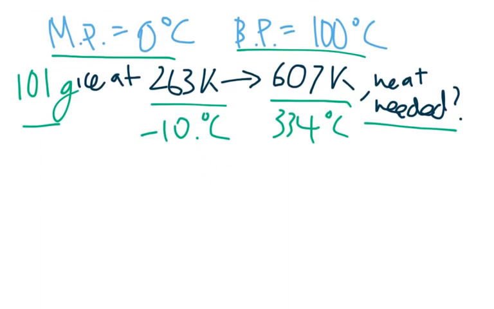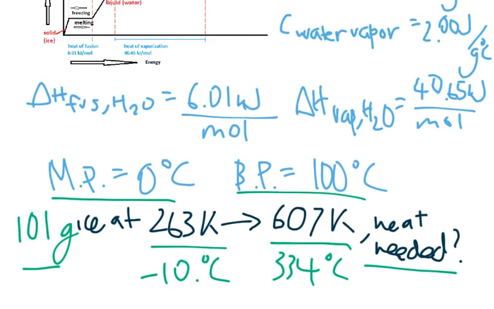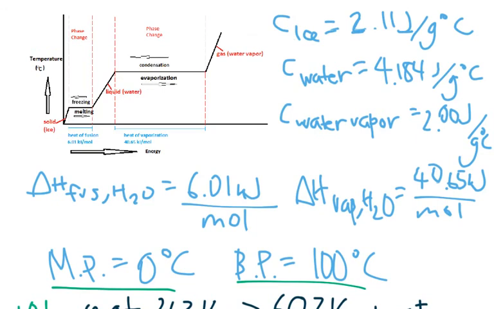So, let's think about what happens when ice is at negative 10 degrees Celsius. So, let's actually first take a look at our information. We're given the specific heat for ice, water, and water vapor, which corresponds to this part, and this part of the graph.